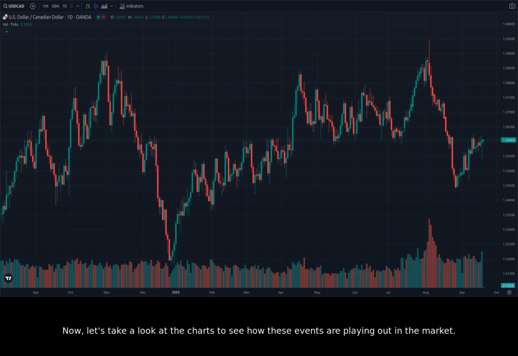If we look at the daily chart, we can see that USDCAD has been trending upwards since the beginning of September. The pair has broken through previous resistance levels, indicating that the bullish momentum is strong. However, the recent price action suggests that the pair may be due for a pullback.